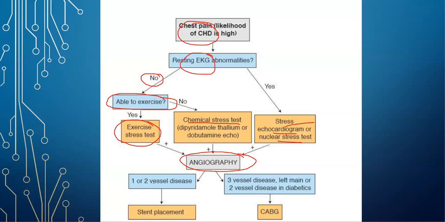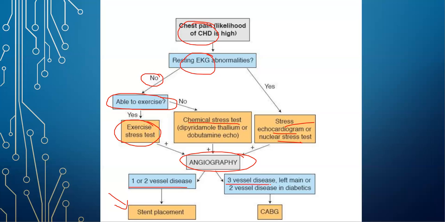In the angiogram, if you have got 1 or 2 vessel disease, which means either 1 or 2 vessels with the patient having more than 70% stenosis, then the idea is to go for angioplasty. That means put the stent in those vessels so that the vessel doesn't get complete blockage.